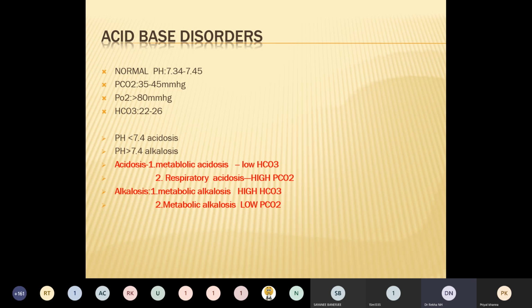Acidosis with a low bicarbonate is metabolic acidosis. Respiratory acidosis means increased carbon dioxide; PCO2 will be increased. Metabolic alkalosis is high bicarbonate. Respiratory alkalosis is low PCO2 levels.